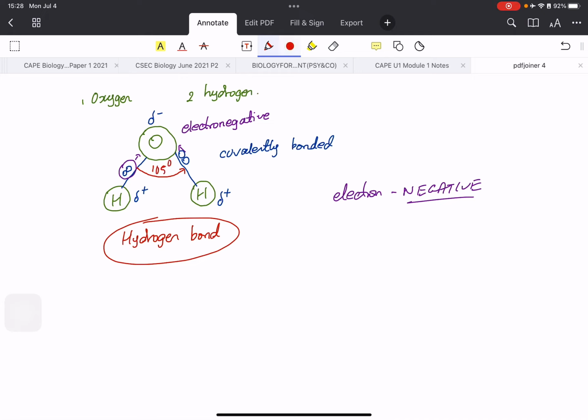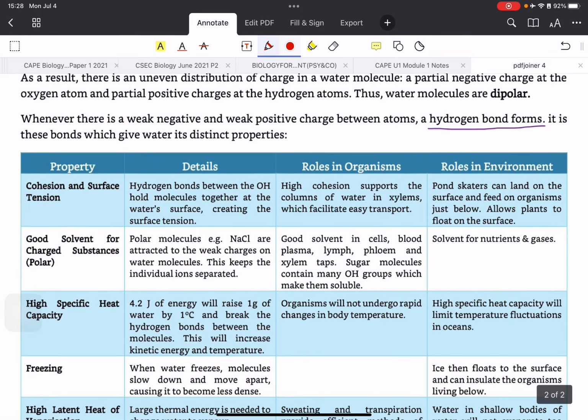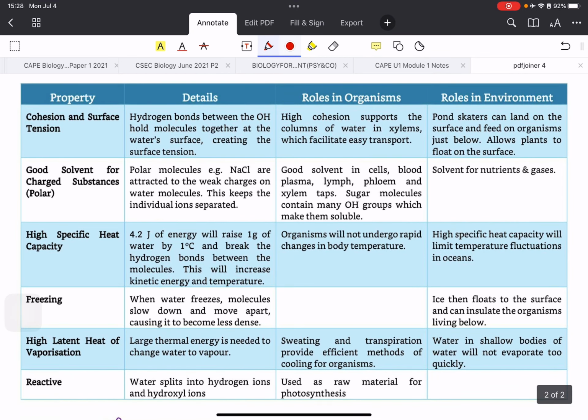Okay, so now let's take a look at how the hydrogen bonds work for water in this wonderful table here. Now, this table might look short, but it actually contains all of the important details that your exam will ask of you for water, right? So the first one is cohesion and surface tension. Very important here. So now how does this come about?